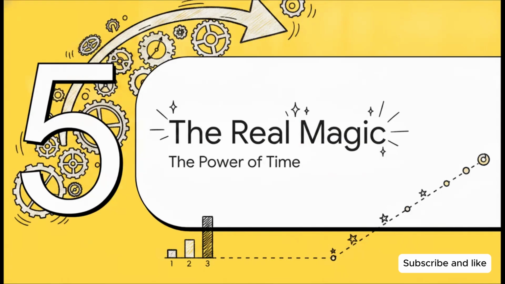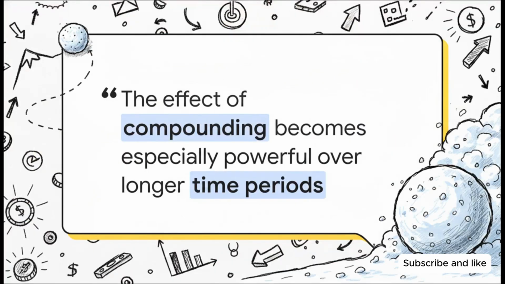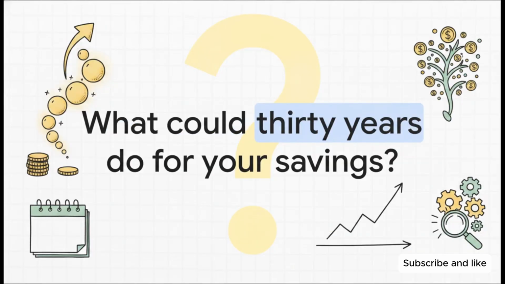Section 5, the real magic. The power of time. Let's look at how this projects far into the future. So the crucial point is this. The effect of compounding becomes especially powerful over longer time periods as the amount of earned interest becomes larger and larger. Think of it like a snowball. As its surface area expands, it packs on more and more snow with every single rotation until, suddenly, it's an absolute avalanche.